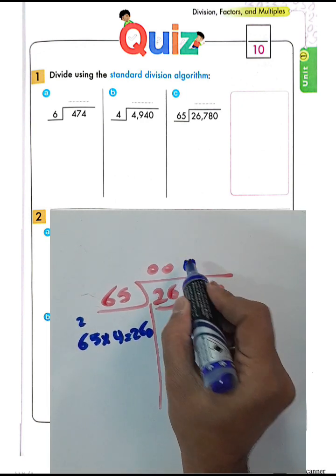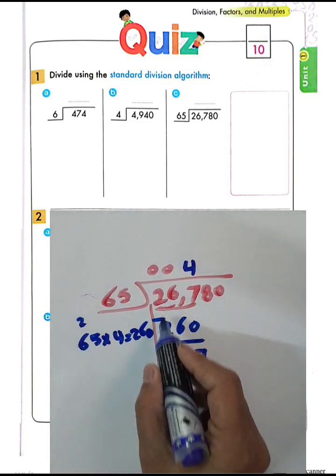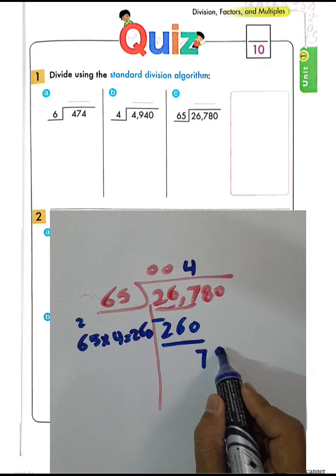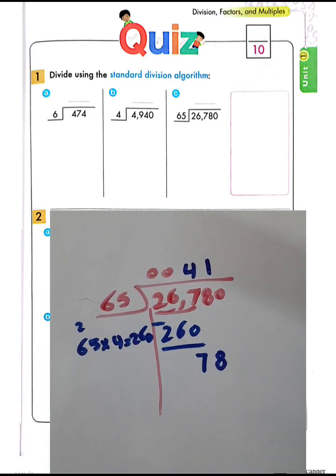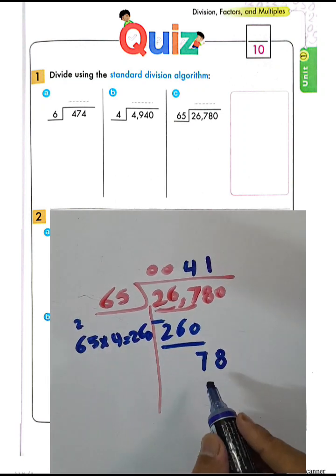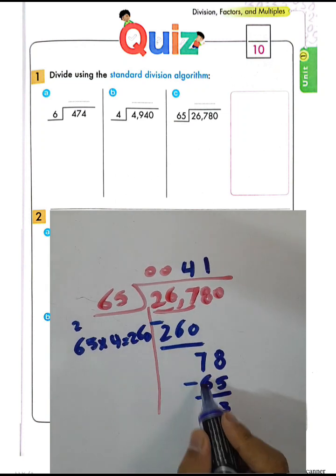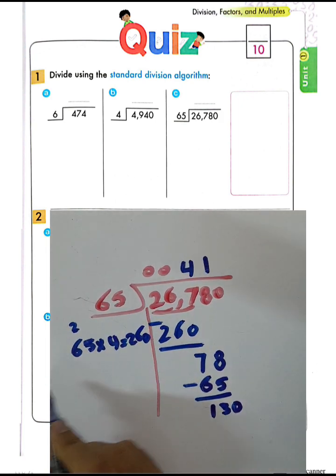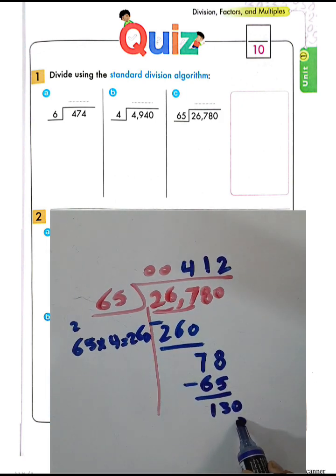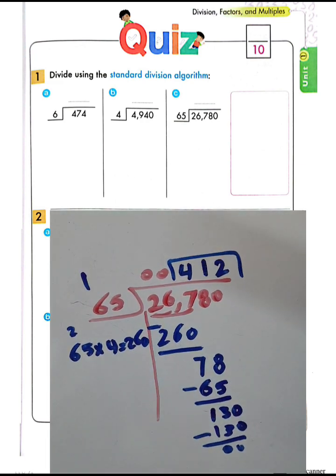Write 4 outside and 260 down, then find the difference, 7. And 6 minus 6 is 0, 2 minus 2 is 0, and then drop 8. 78 divided by 65 will be 1. 1 times 65 equals 65, and then find the difference between the two numbers. 8 minus 5 is 3, and 7 minus 6 is 1. And then drop 0 here, the result will be 130. Divided by 65, it will be 2. 2 times 5 equals 10, write 0 and carry 1. 2 times 6 equals 12, plus 1 equals 13. Then the difference will be 0. Then the quotient here will be 412.